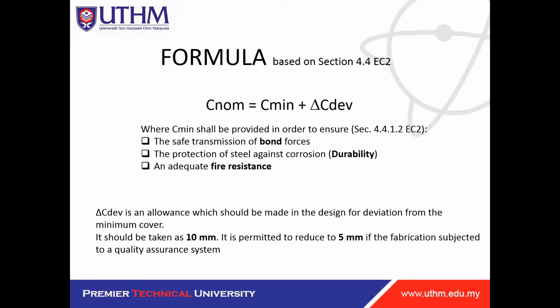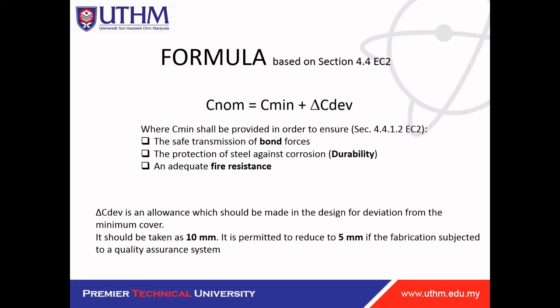So the formula, based on section 4.4 in EC2, which is Eurocode 2: C nominal is C minimum plus the C deviation. C min shall be provided in order to ensure, as in section 4.4.1.2 in Eurocode 2, the safe transmission of bond forces, which is C min for bond; the protection of steel against corrosion, which is C min for durability; and also an adequate fire resistance, which is for fire.